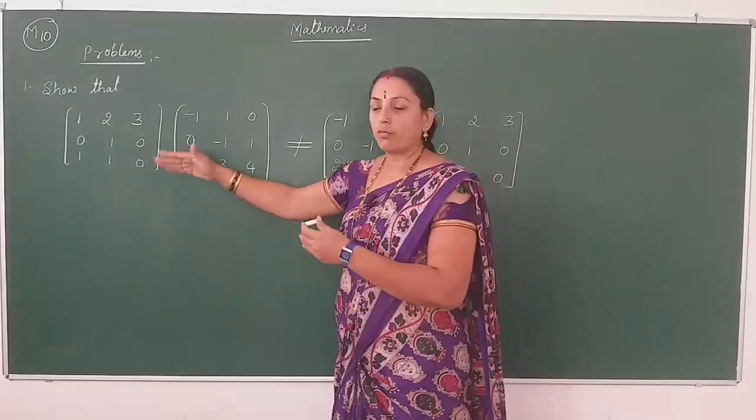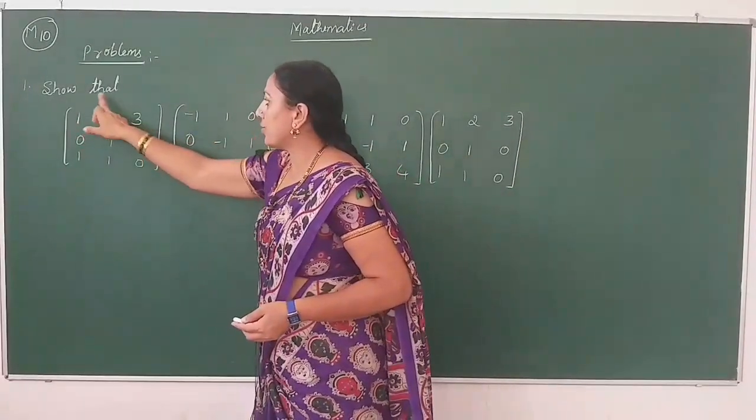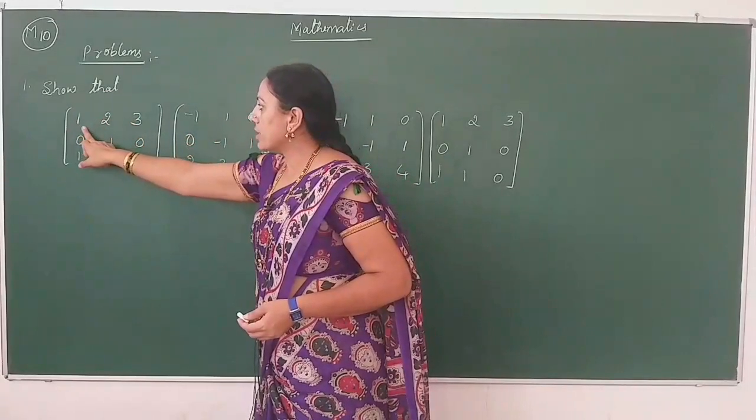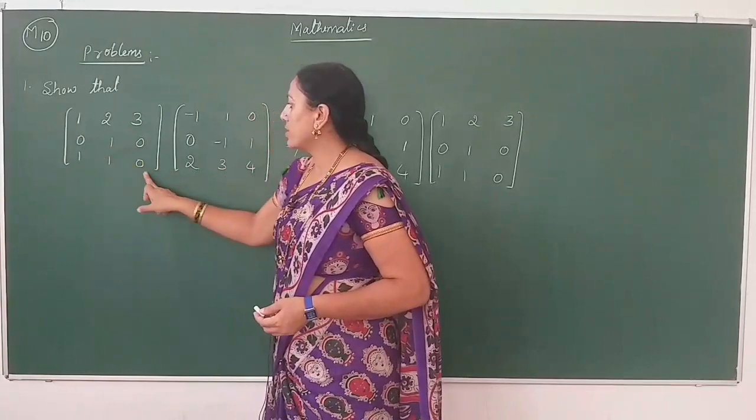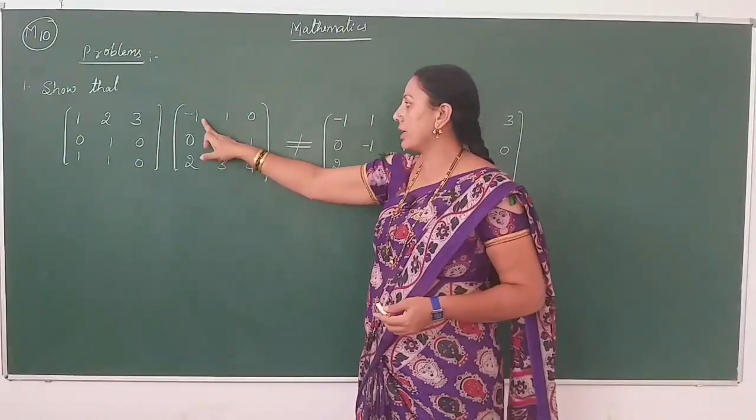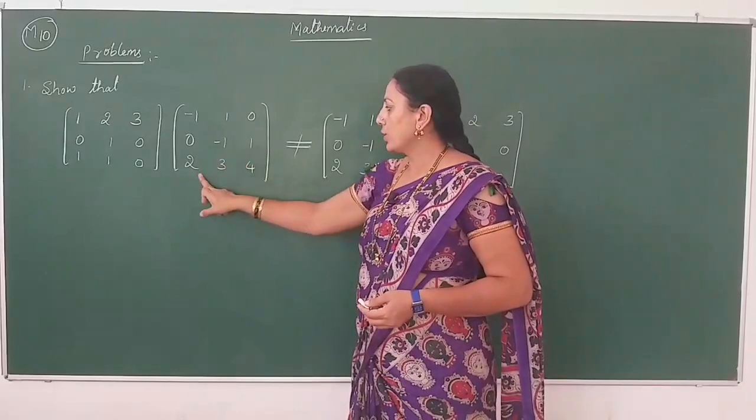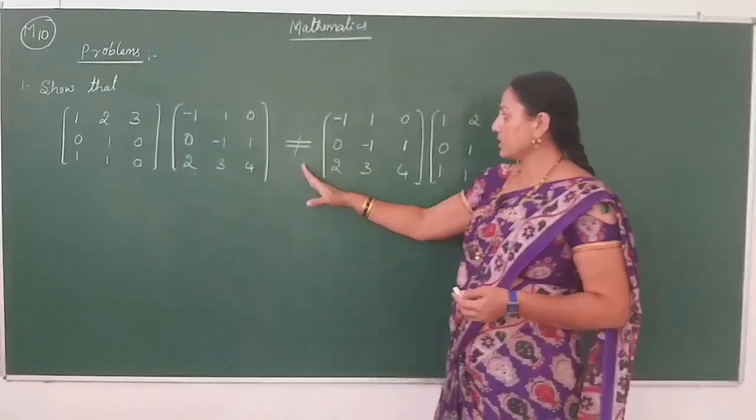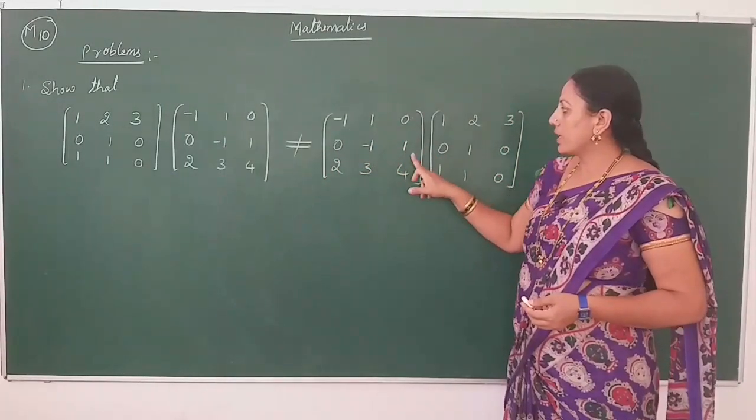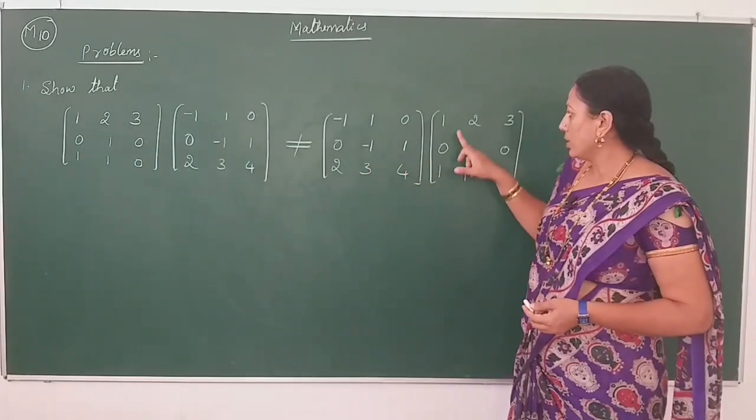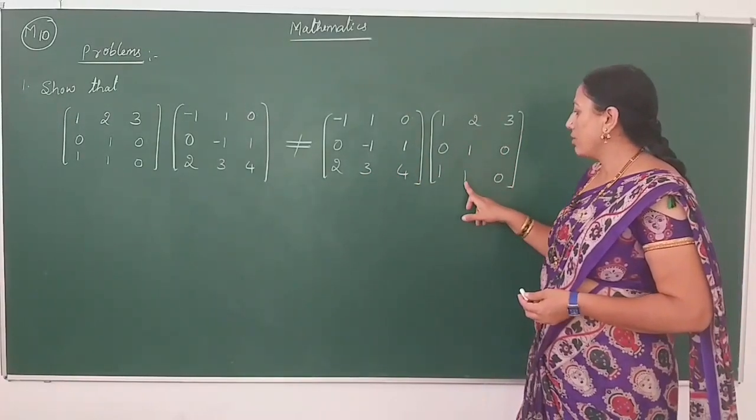So, continue the problem for the multiplications of two matrices. Next one is, show that if one of the matrices [1, 2, 3; 0, 1, 0; 1, 1, 0] into another matrix [-1, 1, 0; 0, -1, 1; 2, 3, 4] is not equal to [-1, 1, 0; 0, -1, 1; 2, 3, 4] into [1, 2, 3; 0, 1, 0; 1, 1, 0].